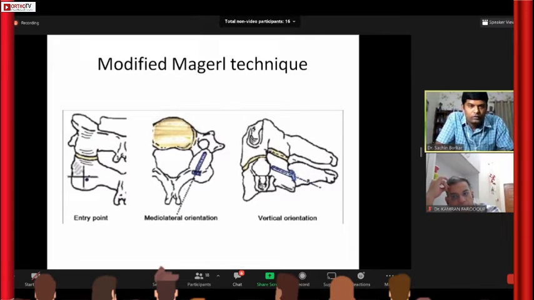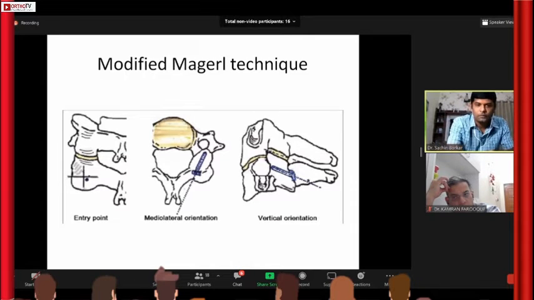So 1-1-20-20. This is the acronym for this. So 1 millimeter below and medial, and 20 degree cranial as well as lateral. That will avoid the vertebral artery, the exiting nerve root and everything, and you will have good purchase. Usually it is advisable to have bicortical purchase in the cervical lateral mass. So when I go to the video, I'll show you. You have to probe it, then you will get a feel that it's bicortical, and then do it. Put the screw.